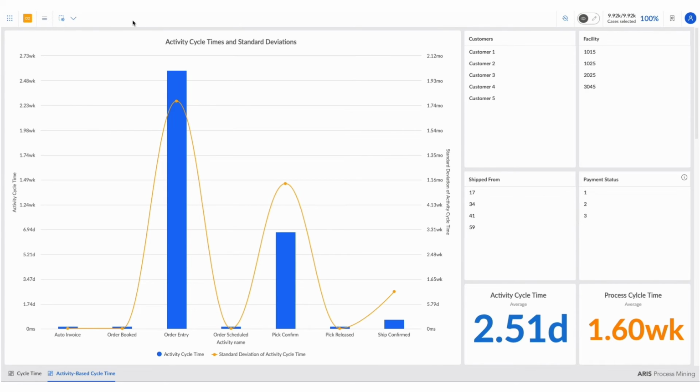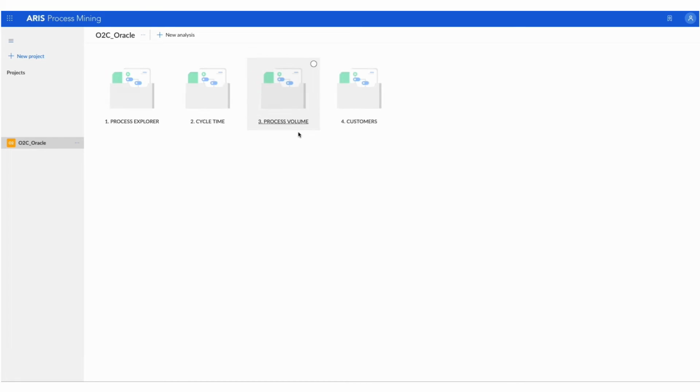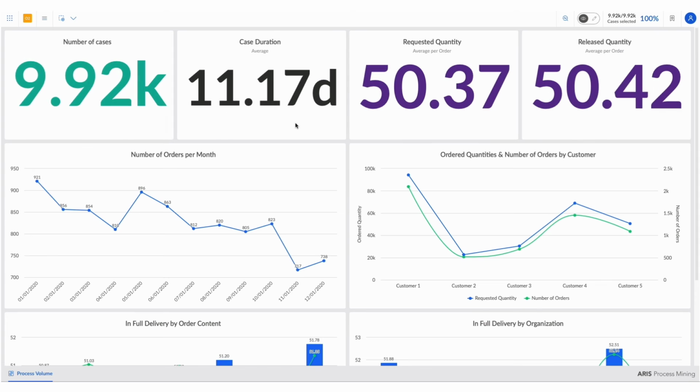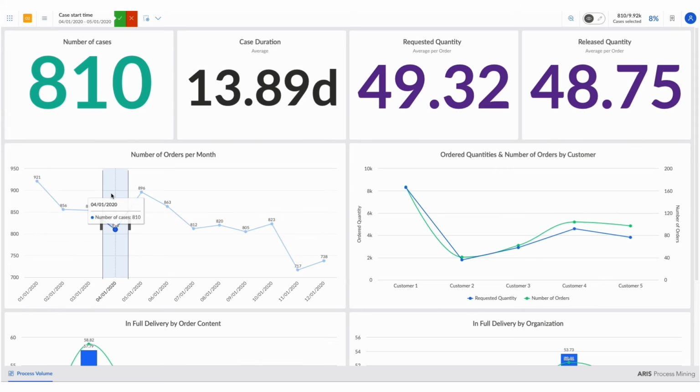Now let's check the process volume analysis, where we can dive further into delivery performance of the process. One of the most critical performance indicators for a typical order-to-cash process is delivered quantity versus requested quantity of a particular order. At the top, we see the average requested and released quantities for the selected time range. We also see how the number of orders per month changed throughout the year. Let's review in-full delivery performance.